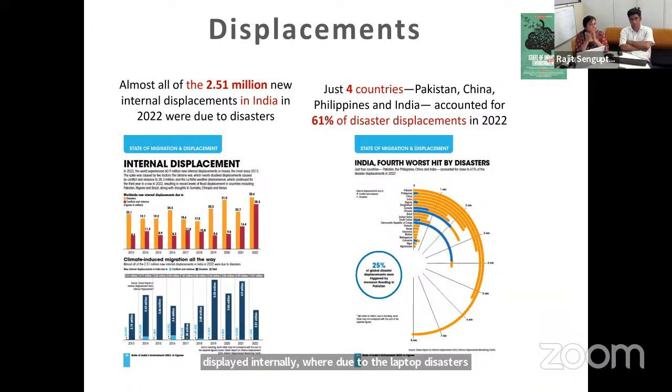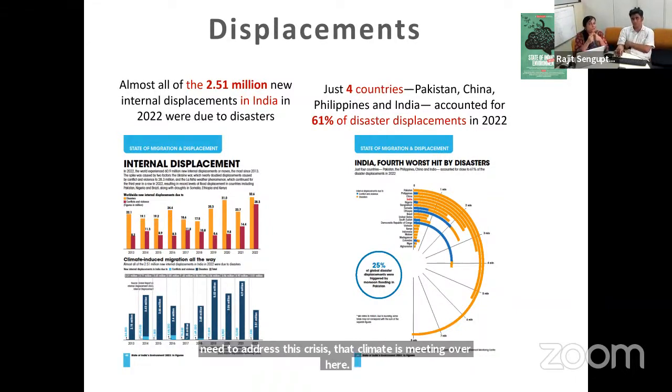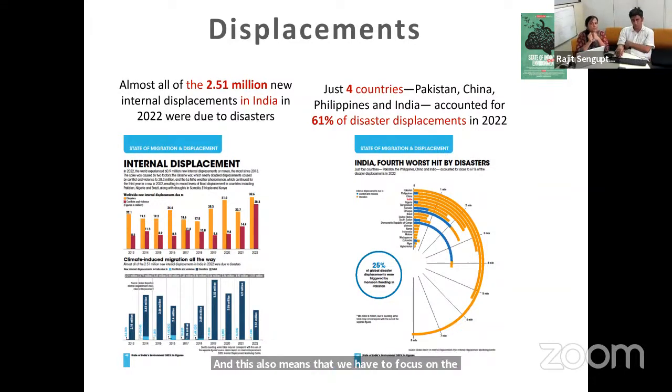And if you try to link this with our fact sheet that I showed you in the beginning, where you had larger states like Assam. Assam, in the months of May and June, had a number of people who were displaced. And again, it was a record-breaking year for Assam as well. So this clearly shows how the global data and the national data show a clear trend, and that we need to address this crisis that climate is leading to. This also means that we have to focus on the relief and rehabilitation of people being displaced internally in the country.